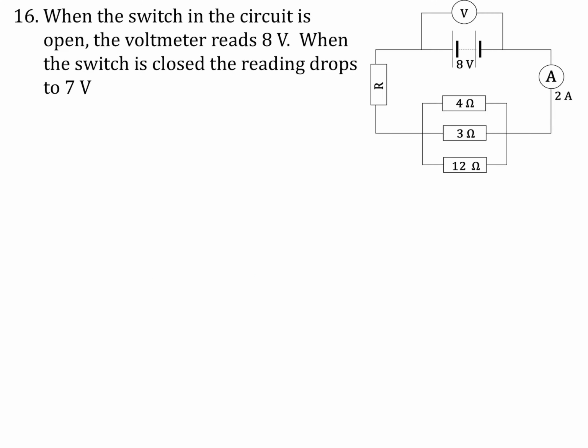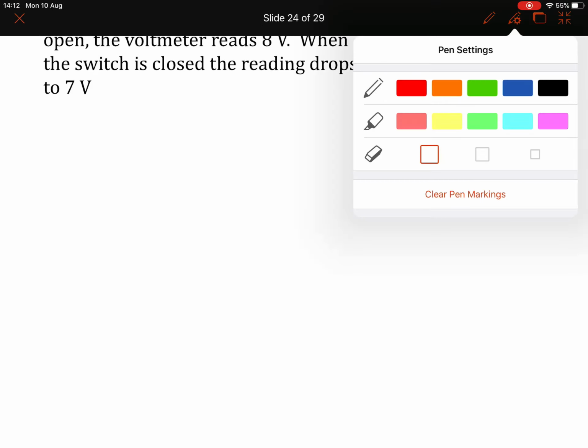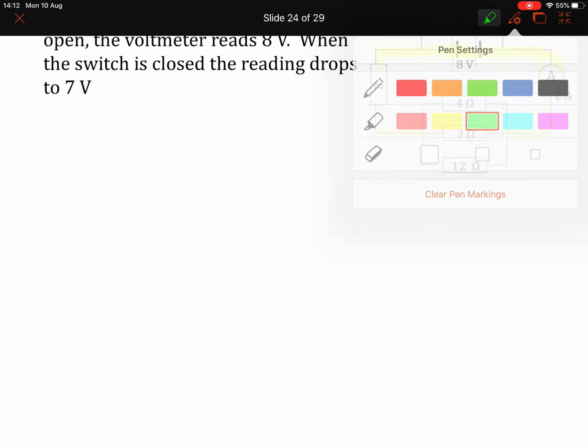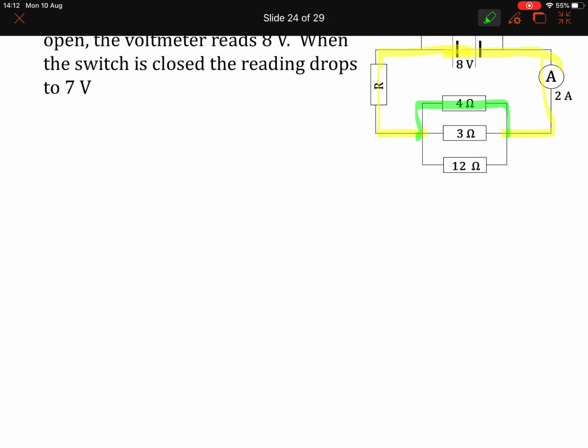Alright, question 16. Once again, I'm not going to read the question yet. I'm going to look at what happens. Current comes out, goes through here, gets to here, then all of it comes through. Then the current's going to split. Some of it's going to go through the 4, some of it's going to go through the 3, and some of it's going to go through the 12.